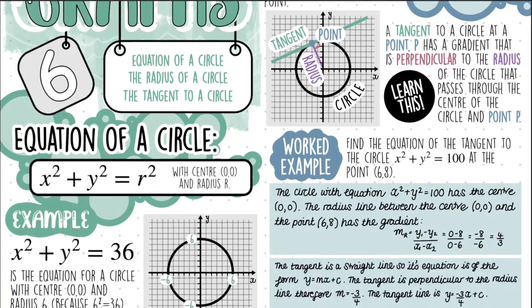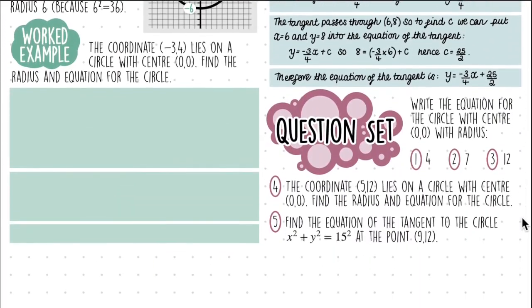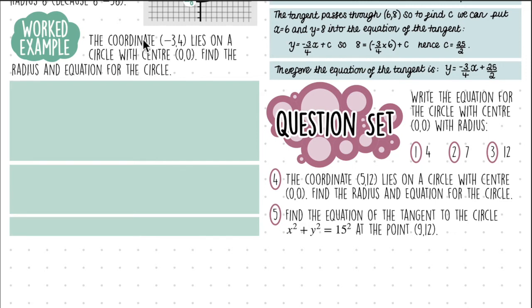Okay, now we know these basic topics, let's go through some standard questions that you might get to do with circles. An examiner might ask you to write out the equation and the radius of a circle if they just tell you the circle's centre point and also a point that the circle passes through. Right, let's look at the example. So the question says, the coordinate -3, 4 lies on a circle with centre 0, 0. Find the radius and equation for the circle.